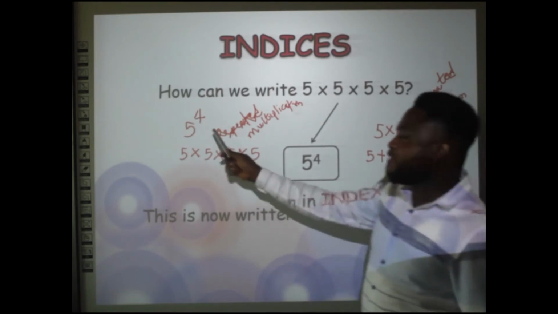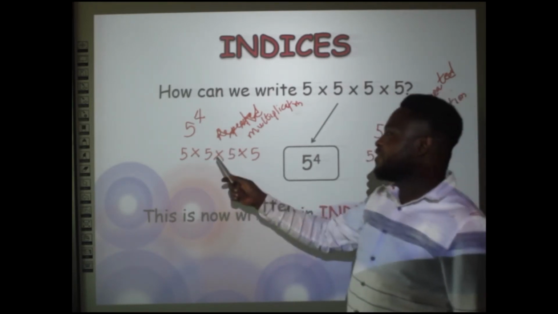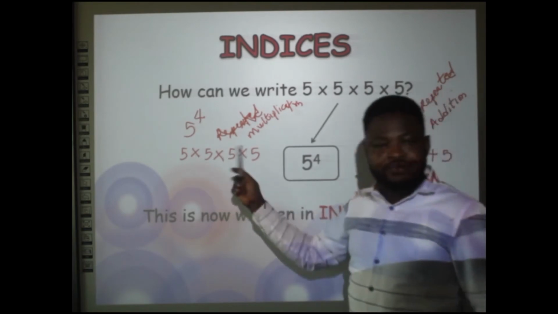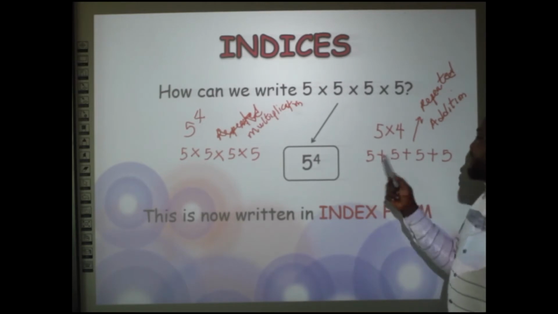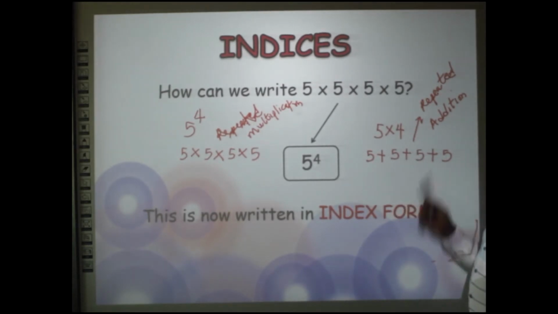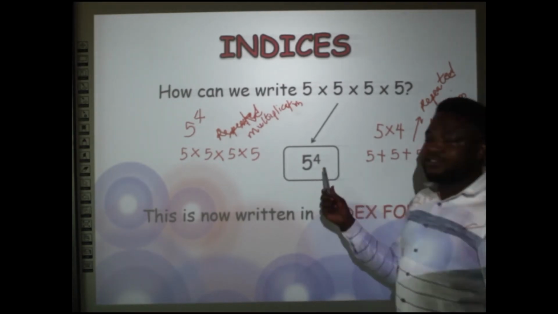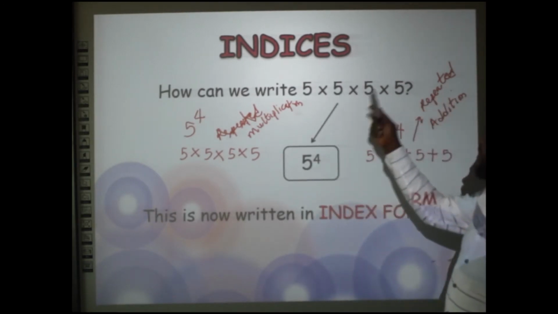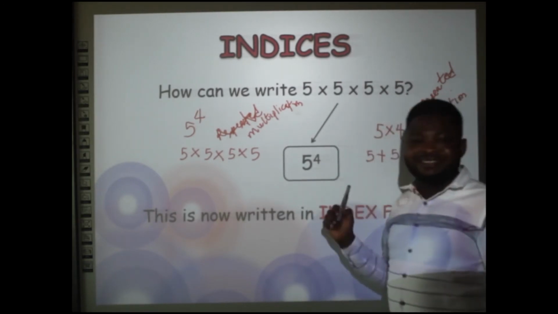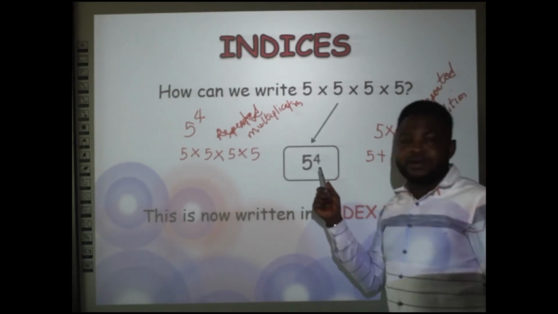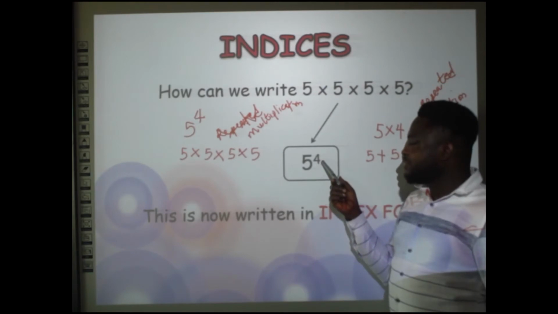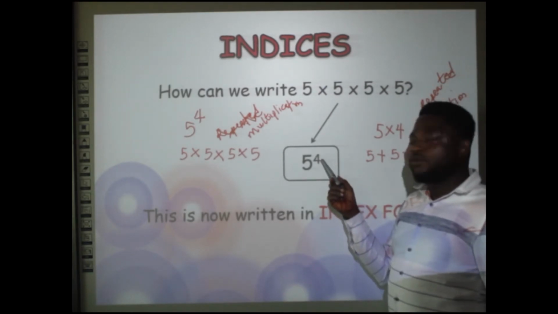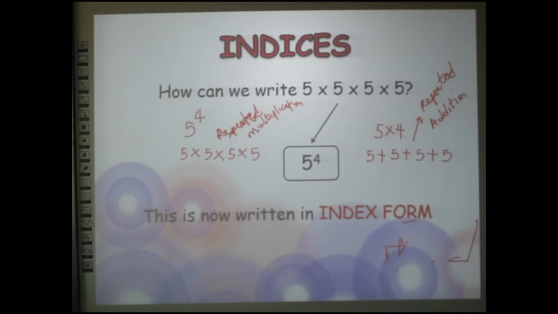So that's the big difference between the two. 5 raised to the power 4 is repeated multiplication, 5 times 5 times 5 times 5 in 4 places. But 5 times 4 is repeated addition, meaning 5 plus 5 plus 5 plus 5. This is how to write it in index form: 5 times 5 times 5 times 5 is 5 raised to the power of 4. This is the base again, and this is the power, the index, or the exponent. Let's go to the next page.